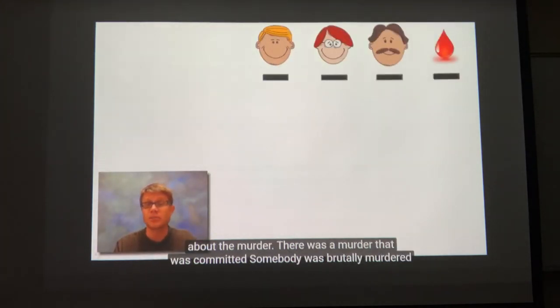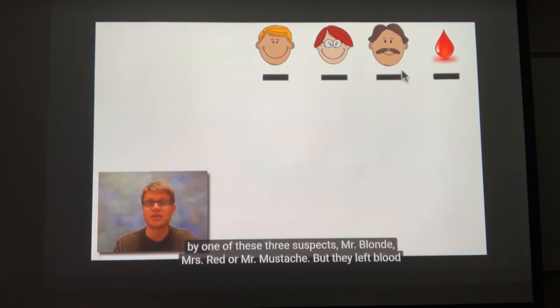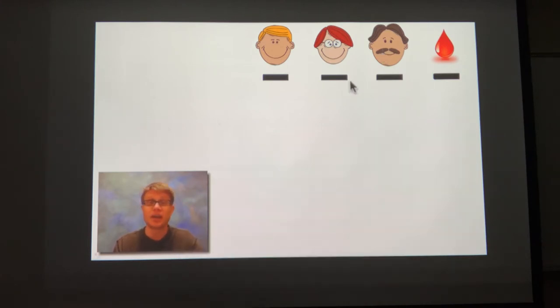And so let's talk about the murder. There was a murder that was committed. Somebody was brutally murdered by one of these three suspects, so Mr. Blonde, Mrs. Red, or Mr. Mustache. But they left blood at the scene.